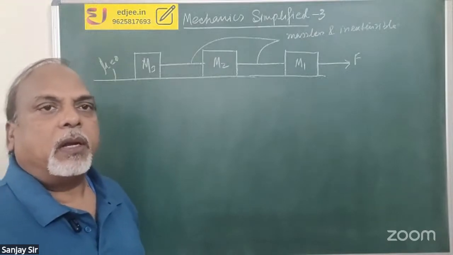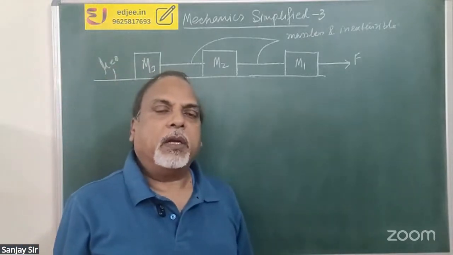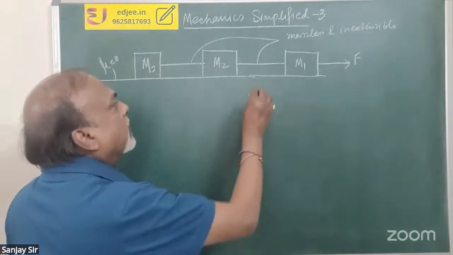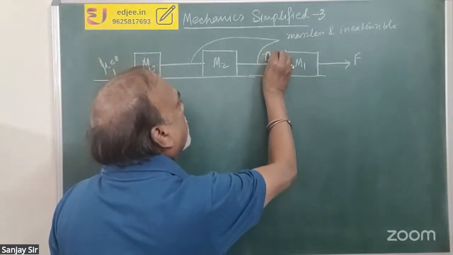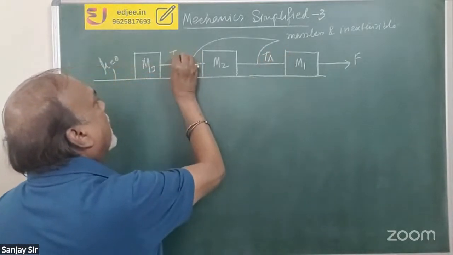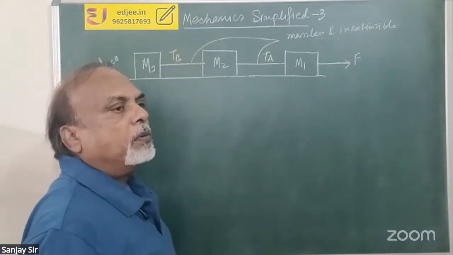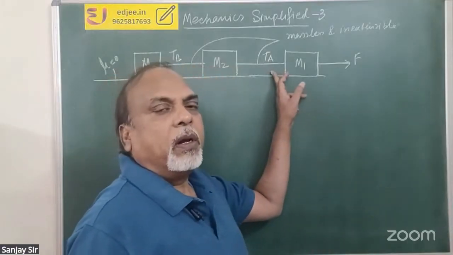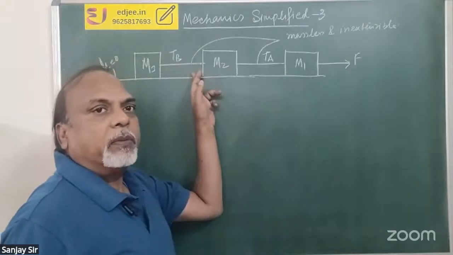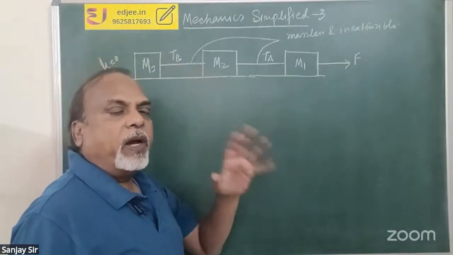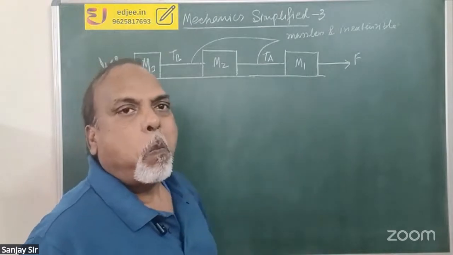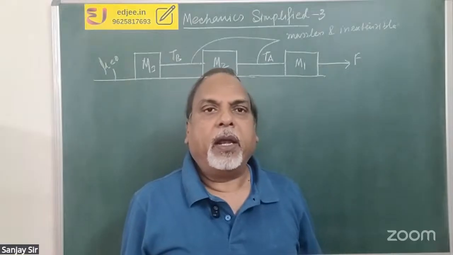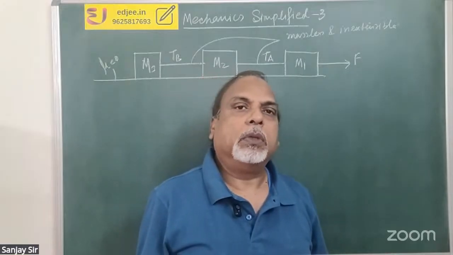Now, since the strings are massless, the tension in the strings will be same. But there are two strings here. Suppose this is tension A, and here it is tension B. Tension in this string will not be equal to this string. Let us find out both tension A as well as tension B. Correct?